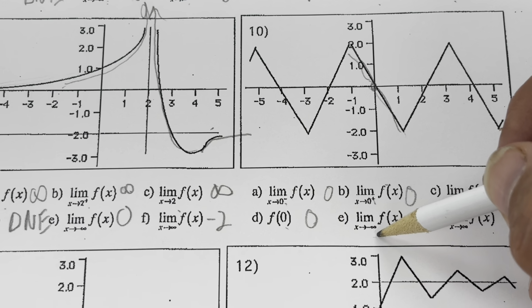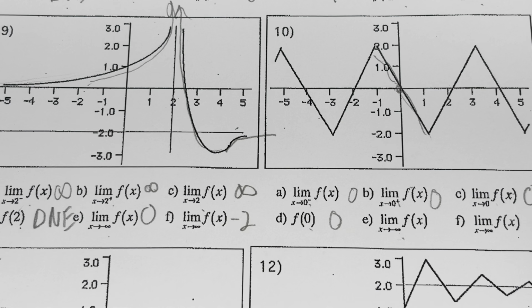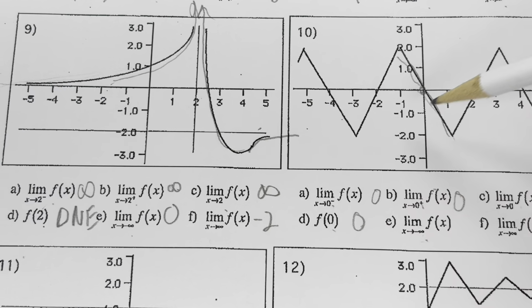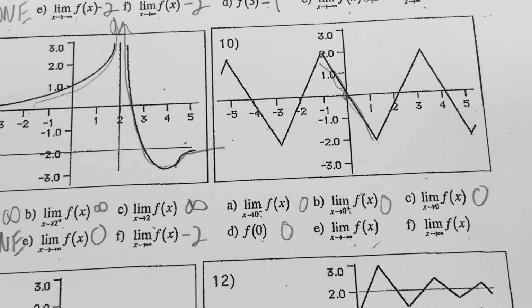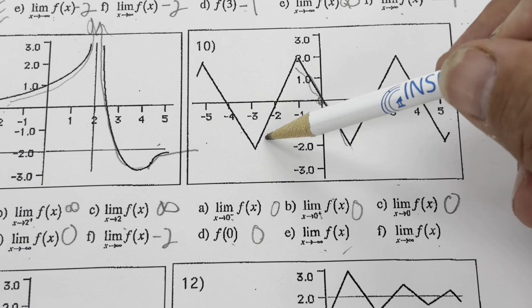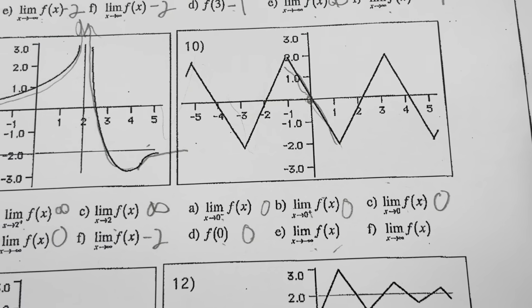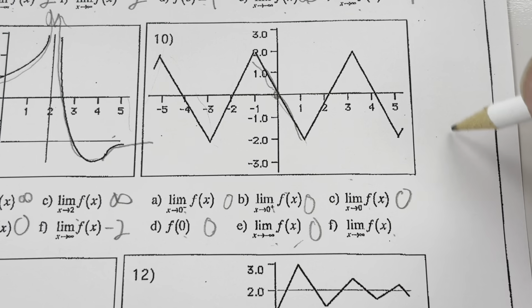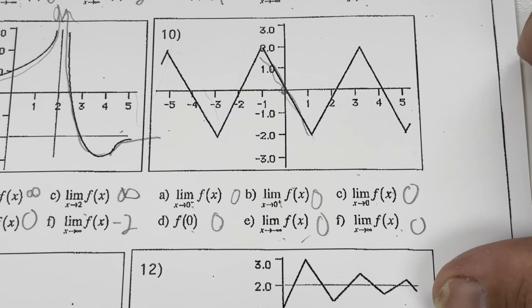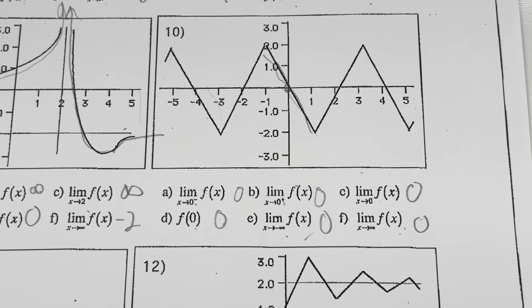Limit as x approaches negative infinity. Well, this is bouncing up and down. It's oscillating. That's a trick question. So it's oscillating. So I'm going to say it's the average, 0. Same thing going to the right. It's oscillating. I'm going to say 0 as well. There's some rule on oscillation.